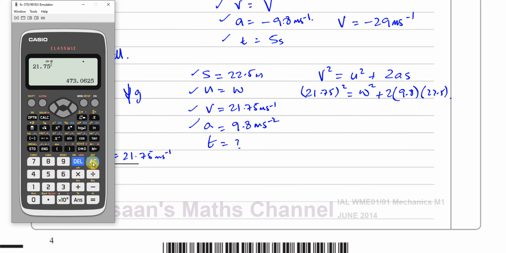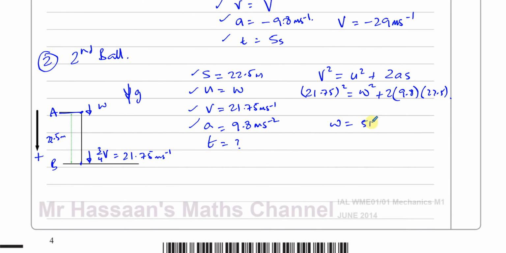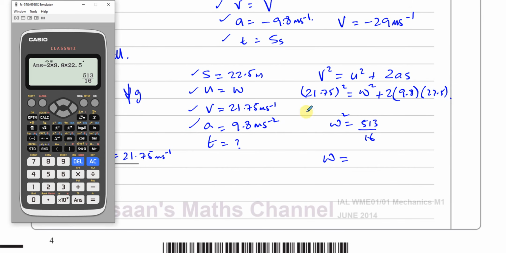Okay. All right, I'll just do this in one go. Minus, I'll just subtract that. 2 times 9.8 times 22.5. And that gives us 513 over 16. So w is equal to 513 over 16. That's w squared, sorry. So w is the square root of that, because that's w squared.